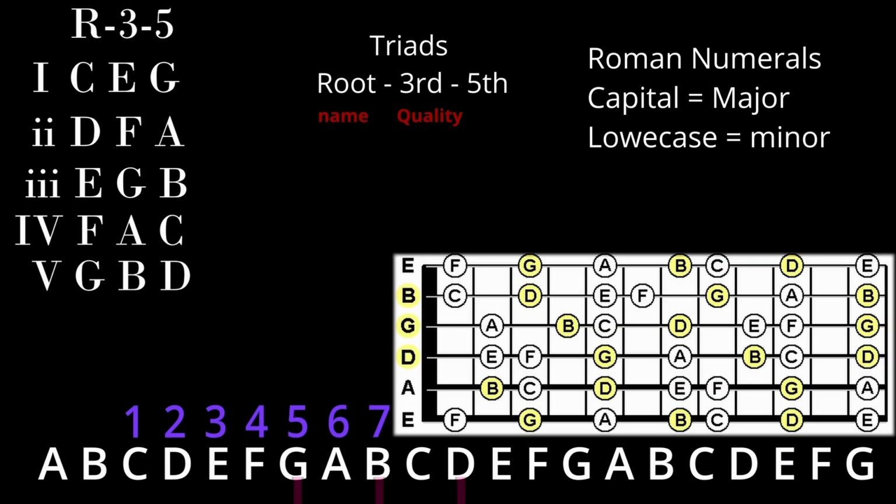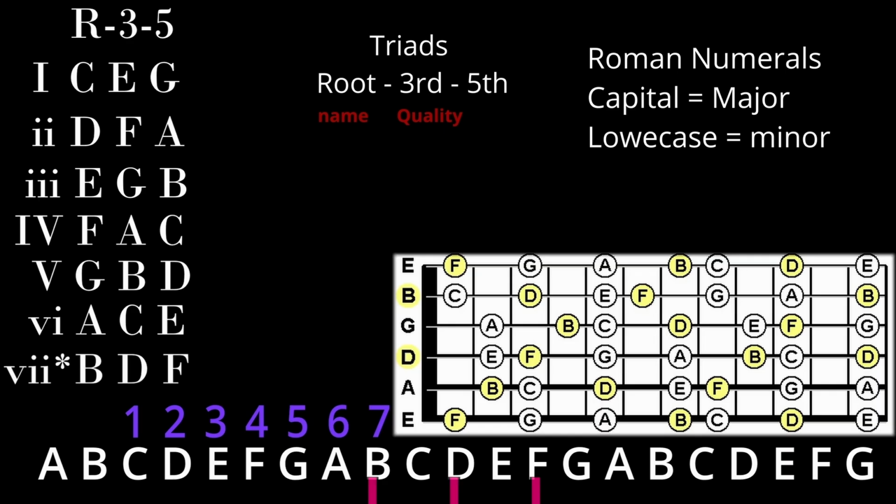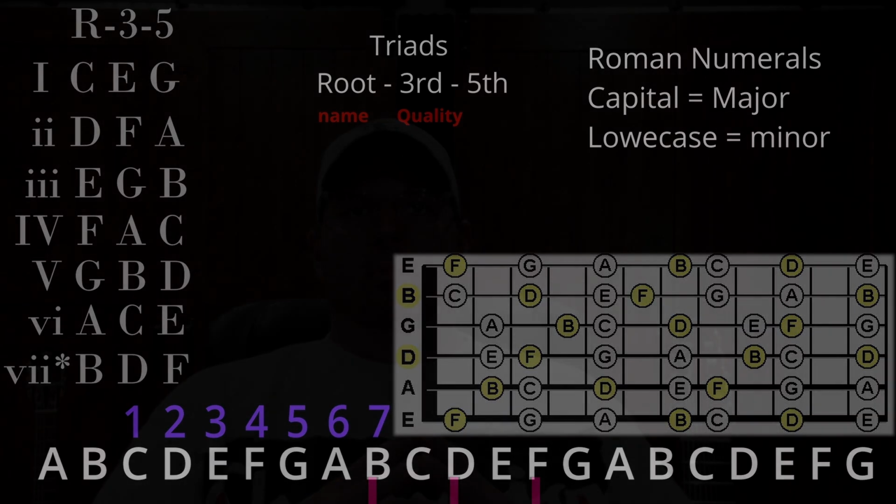The 6th chord would be minor, lowercase 6, and that is A, C, E, so an A minor chord. The 7th chord is B, D, F. It's a lowercase Roman numeral, but this chord has a diminished quality. The 7th chord is diminished.